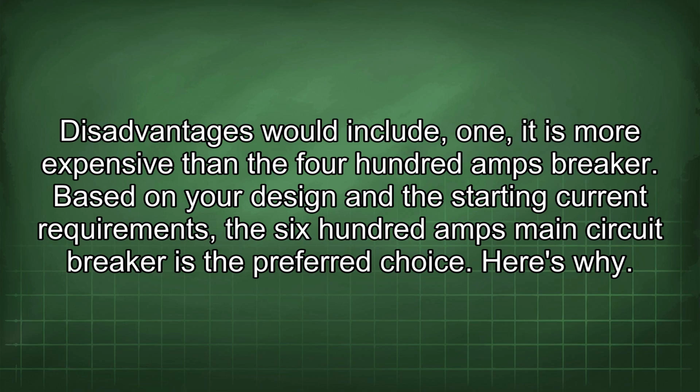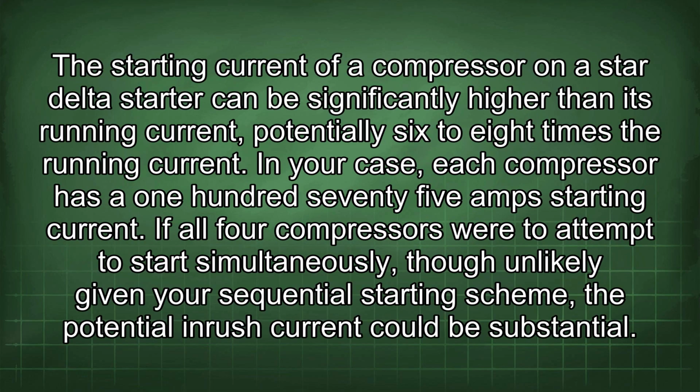Based on your design and the starting current requirements, the 600 amps main circuit breaker is the preferred choice. Here's why. The starting current of a compressor on a star delta starter can be significantly higher than its running current, potentially 6 to 8 times the running current. In your case, each compressor has a 175 amp starting current.